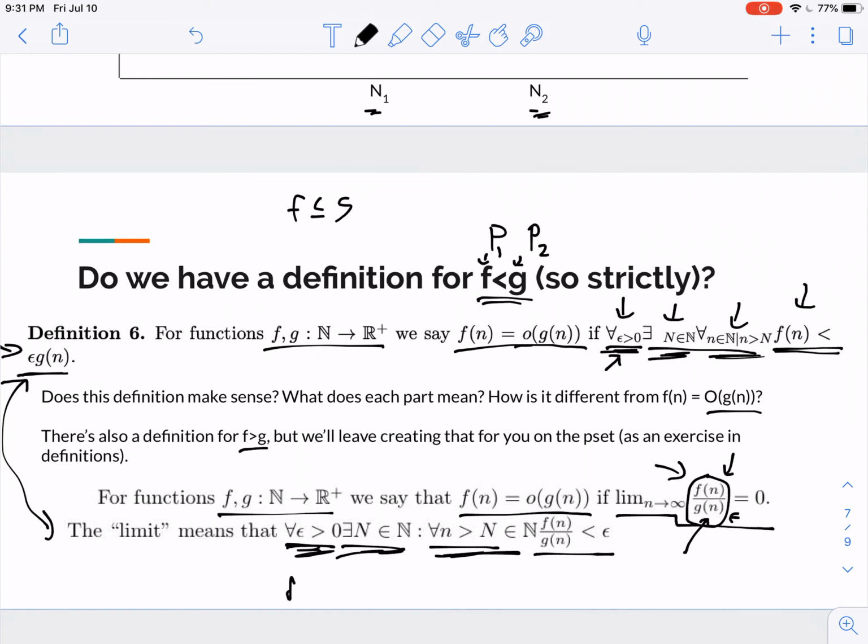And then we just have to make sure that these last two statements are the same, right? The first statement, in definition 6, is f of n is less than epsilon times g of n. But since g of n is a positive quantity, we can just divide both sides by it. So this is equivalent to saying f of n over g of n is less than epsilon, which is what we have in our limit definition. So we can see that these two are the same thing. So the definitions are the same. And the reason we want to work with this limit definition is it'll be a little bit easier to use. We know L'Hopital's rule and some other things that might make it a little bit cleaner.